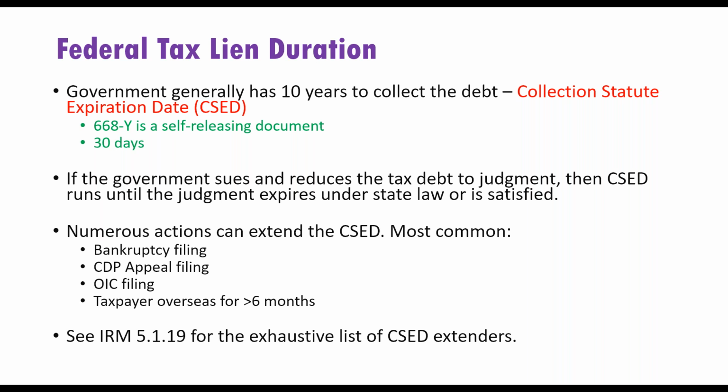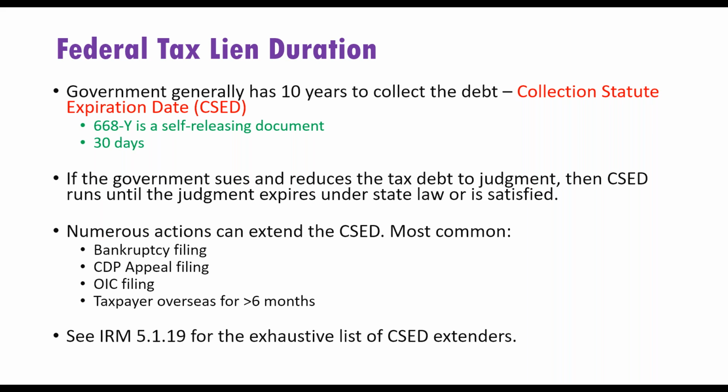Now, in the rare circumstance, very rare, where the government sues the taxpayer in state court and reduces the tax debt to judgment, then the CSED kind of goes out the window, and the judgment expires under state law. So check your state laws on this. Well over half the states have a judgment time period that lasts for 20 years or more.